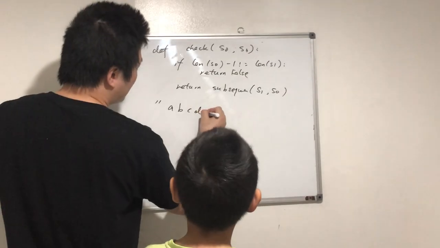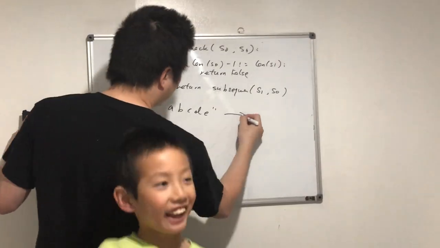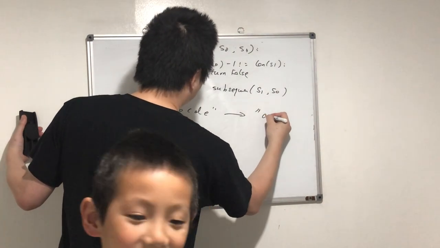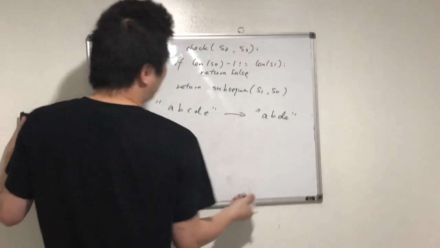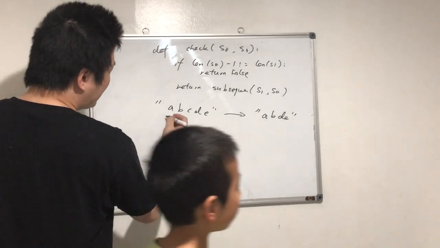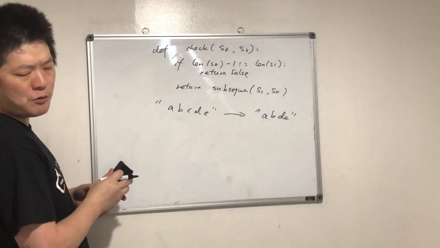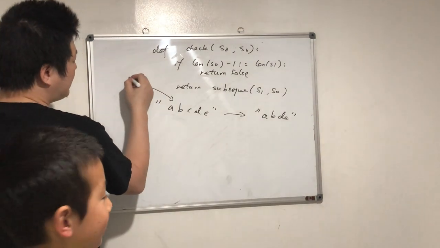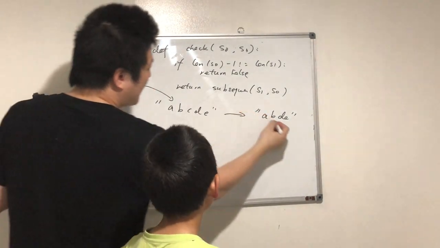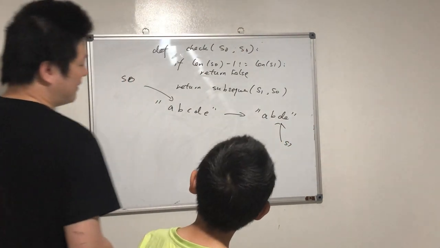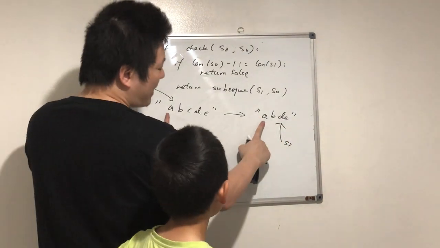A, B, C, D, E, F, G, H, I, J, K. And let's say A, B, D, E. Okay, look, this is S0, and then let's say S1. One way of doing this is we compare character by character.